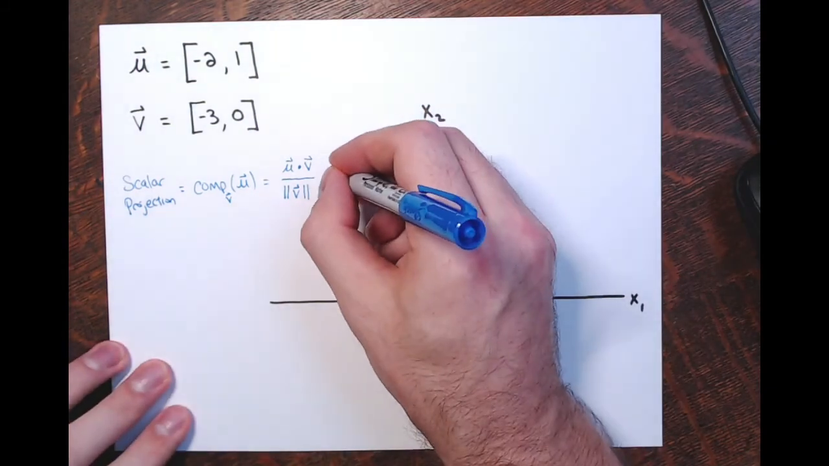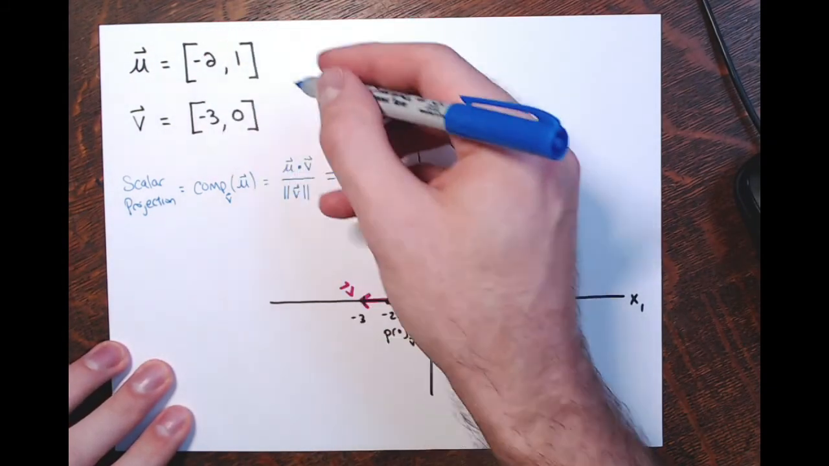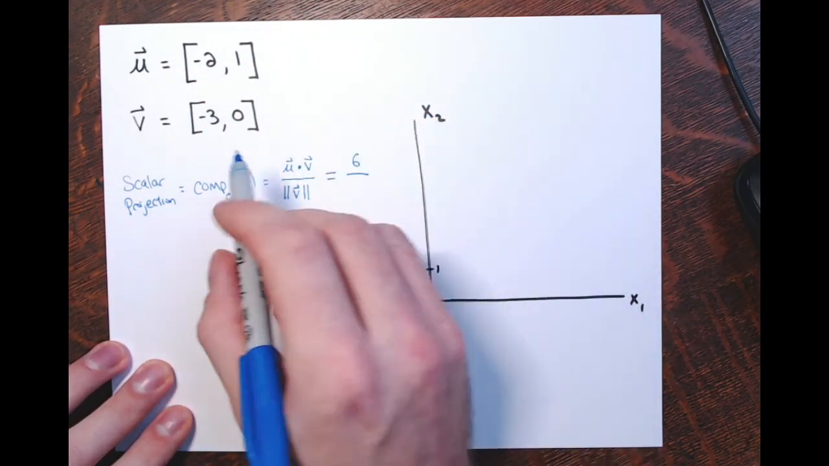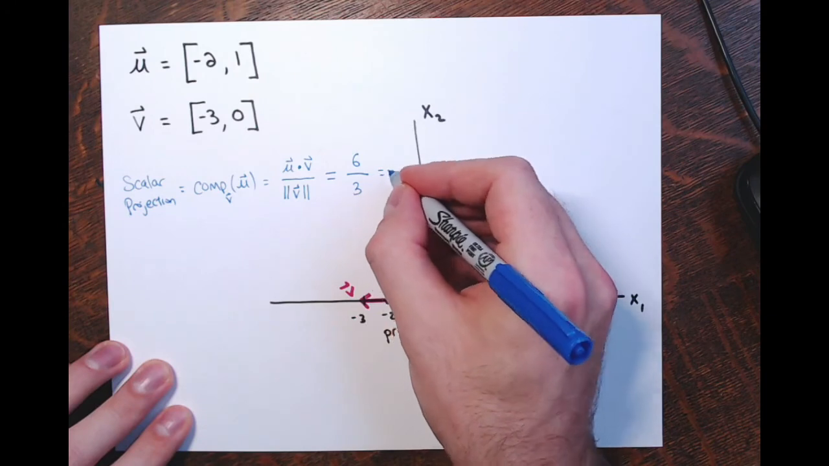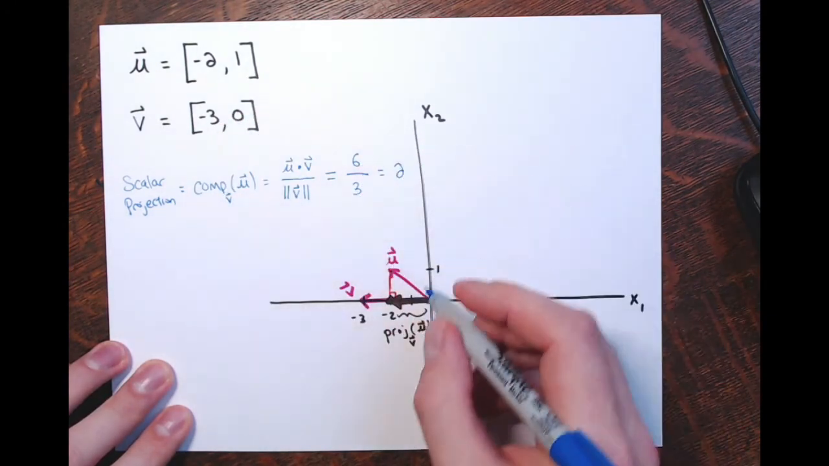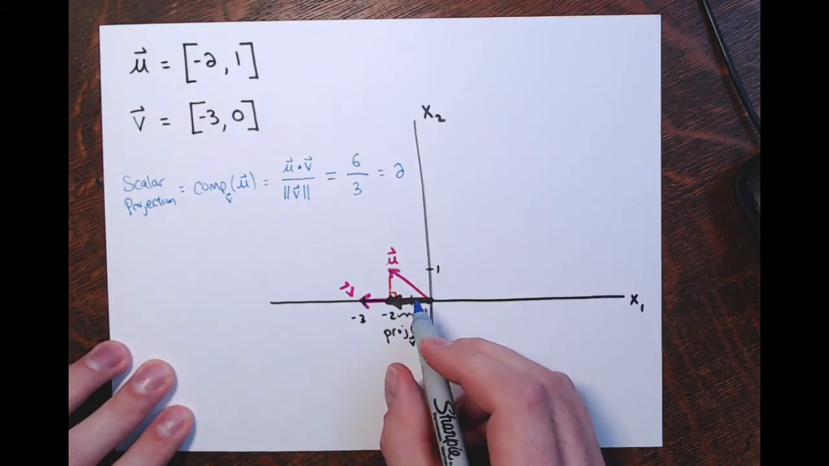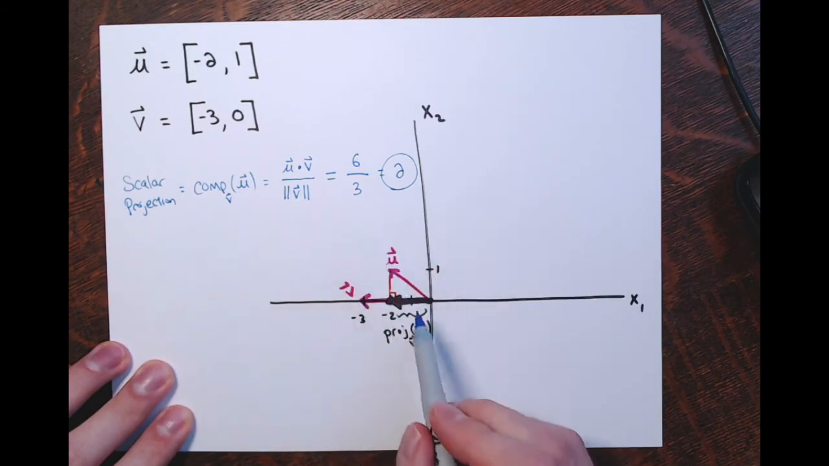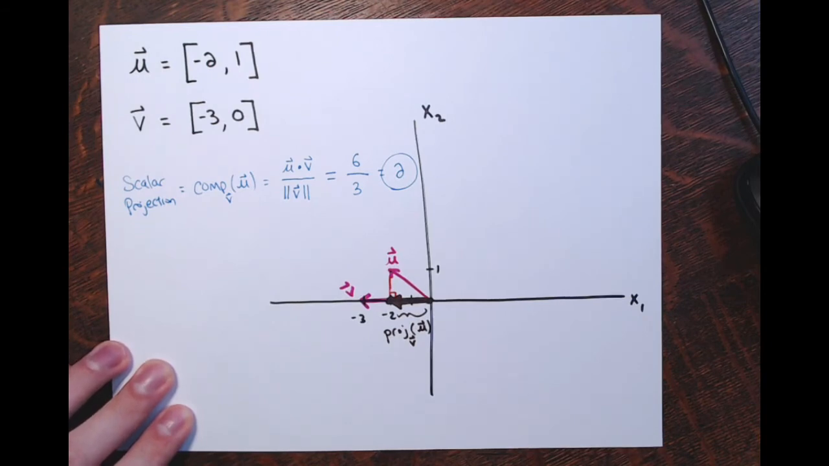So what's the numerator here? U dot v, 6 plus 0, divided by the norm of v, which is 3, the square root of 9. And 6 divided by 3 is positive 2, as I said. This is positive, meaning that the projection vector is pointing in the same direction as vector v. So 2 is the scalar projection.